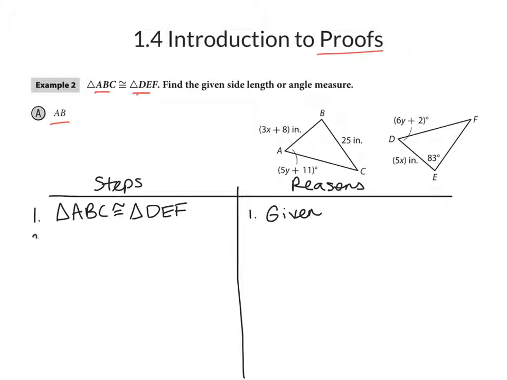All right, another thing that's given, and this is probably going to seem really silly to write down, is the picture. There's some information on the picture that we're going to have to use, so we're going to list that as something that's been given to us also.